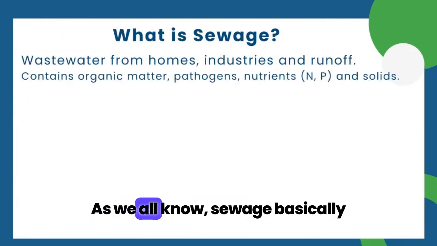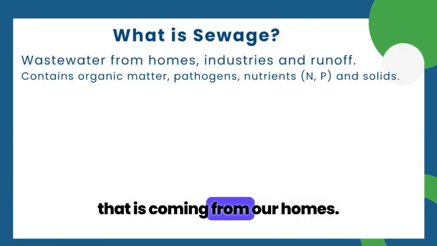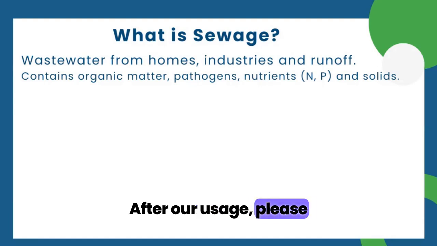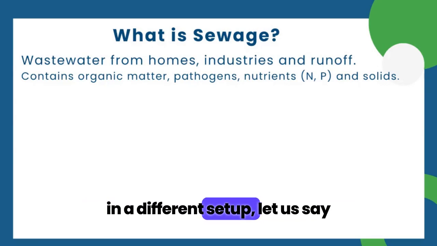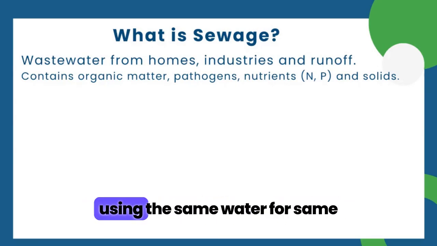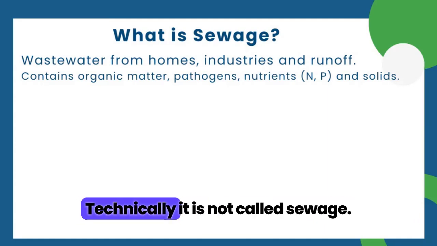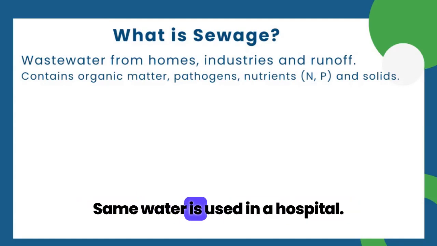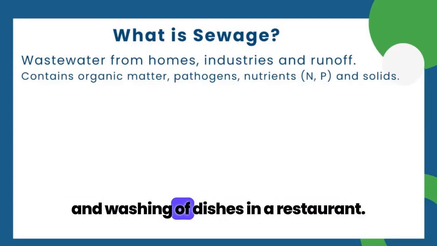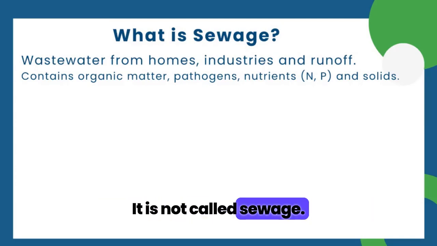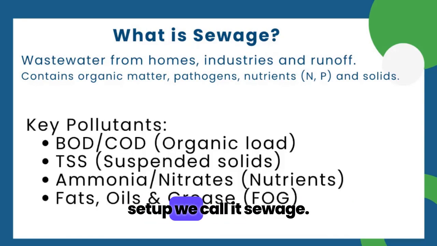Right. As we all know, sewage basically means the water that is coming from our homes after our usage. Please understand the word home. The same water, if it is coming out in a different setup, let us say you're there in a hotel, you're using the same water for the same purpose, like bathing, washing of your clothes. Technically, it is not called sewage. Same water is used in a hospital also. Technically, it is not called sewage. Same water is used for cooking and washing of dishes in a restaurant. It is not called sewage. It's got a different name, effluent. Right. Only in a residential setup, we call it sewage.